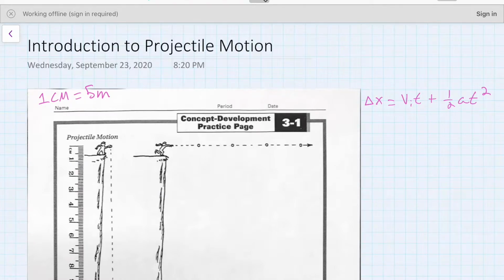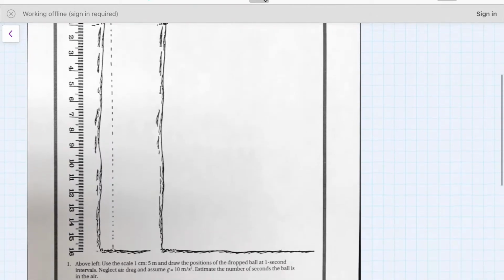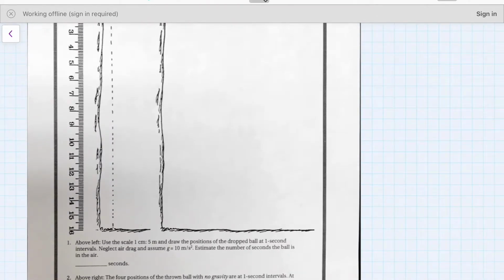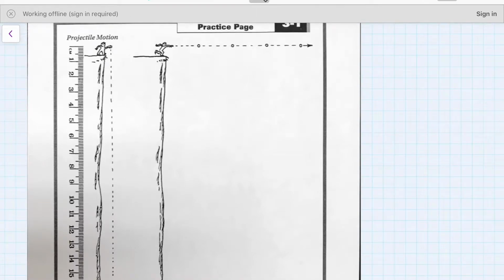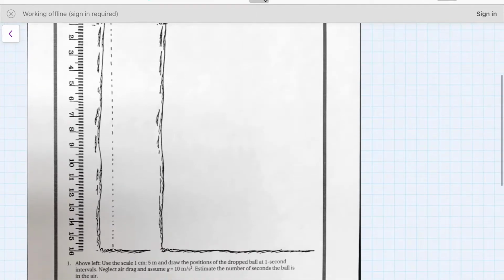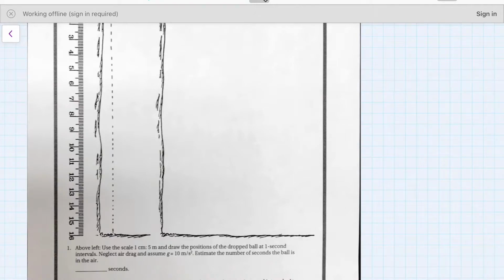So what we're going to do is start out by looking at horizontally launched projectiles. Scrolling down right here, we see that on the left hand side we have this ruler and this person is dropping a ball. We're going to use the scale of 1 centimeter is equal to 5 meters. Then we need to draw the positions of the dropped ball at 1 second intervals. We're going to pretend that air drag or air resistance doesn't exist, and assume that the acceleration due to gravity g is 10 meters per second per second. We need to estimate the number of seconds the ball is in the air.